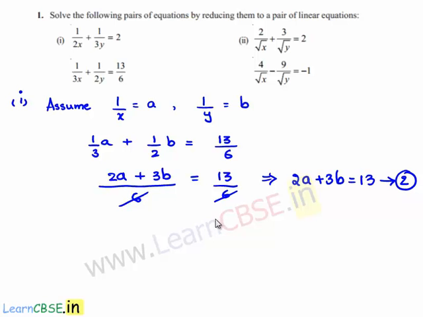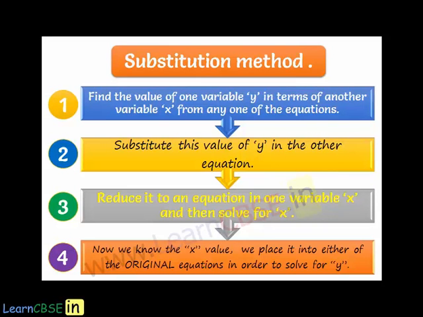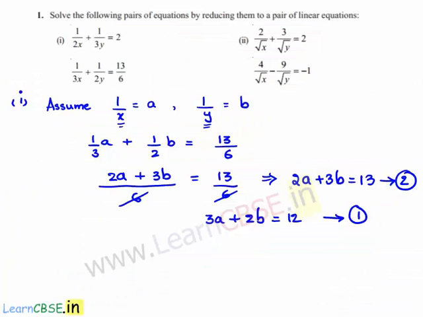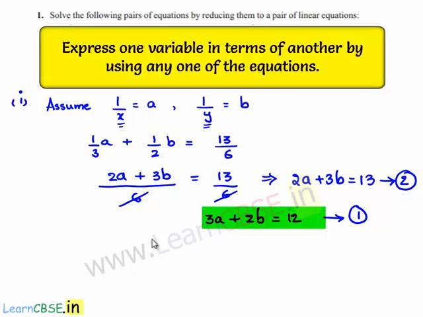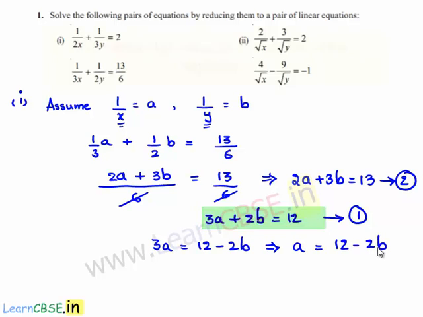We have got the first equation as 3a plus 2b is equal to 12. This is equation number 1. Now let us solve the first and second equations in order to obtain the values of a and b, from which we can obtain the values of x and y. Now the first equation can be written as 3a is equal to 12 minus 2b, that implies a is equal to 12 minus 2b divided by 3.